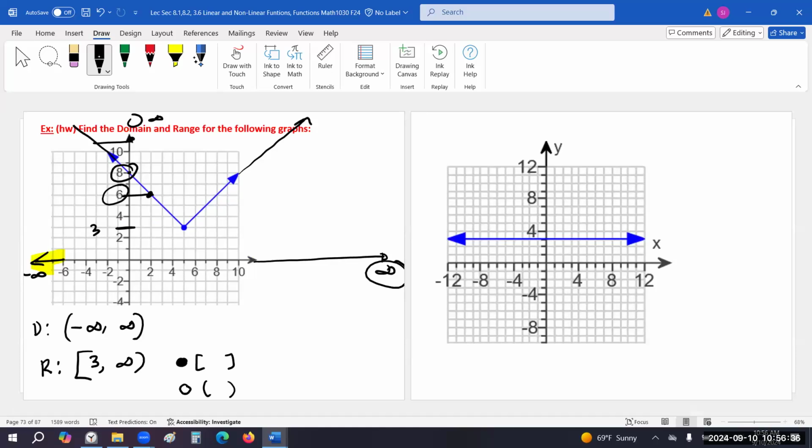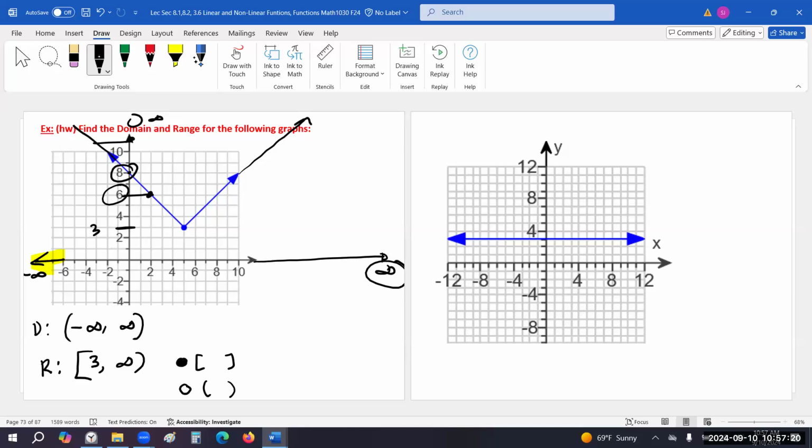What's the domain for this function? If you understood, that means you can also give me the answer. If you cannot give me the answer, that means there's something you did not understand. So tell me what you did not understand. Remember, domain is the x value.